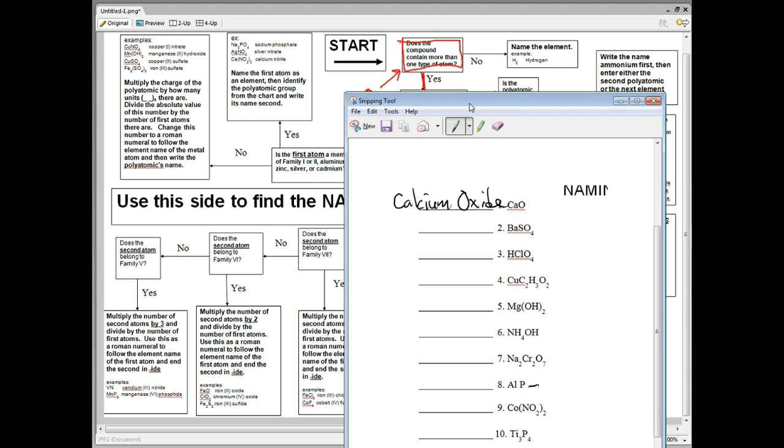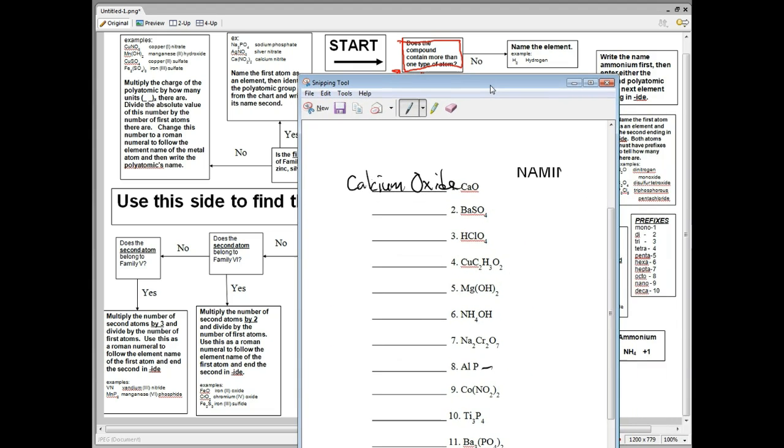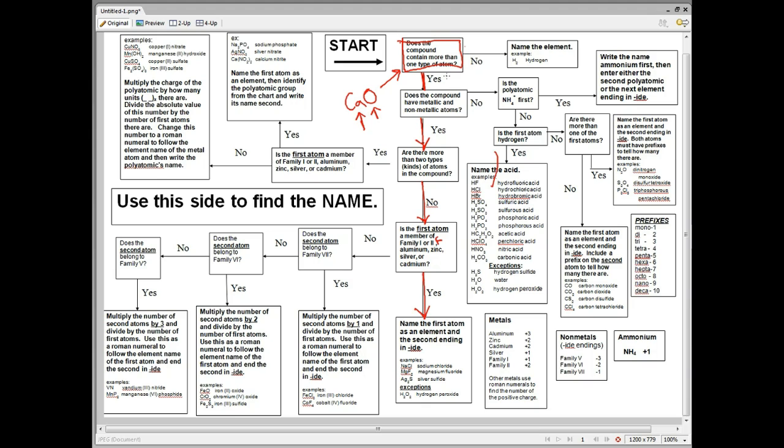The second one you have to find the name for is BaSO4. Alright, so let's just ask away, just here at the top. Does the compound contain more than one element? Well, it has Ba. Let's cross this out. I don't know why, but I cannot erase these original red marks I wrote. Alright, we have BaSO4, so it does. So yes, let's move down.